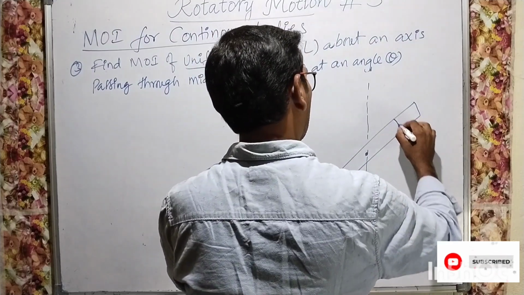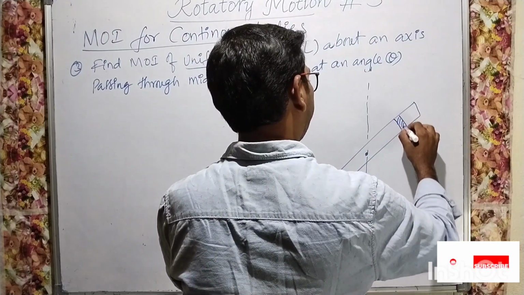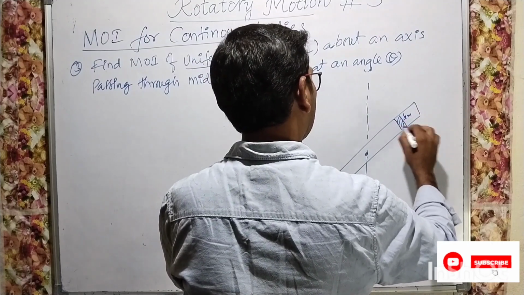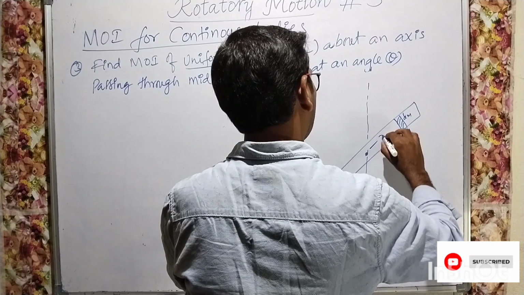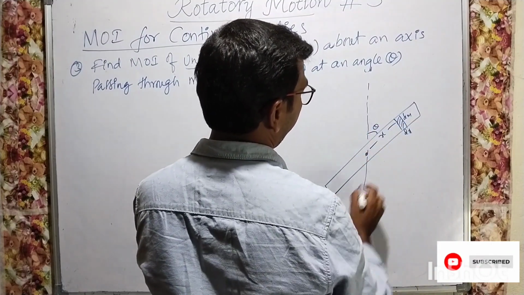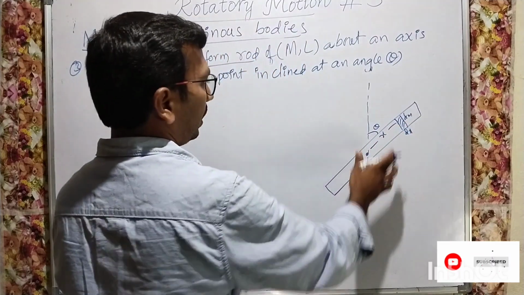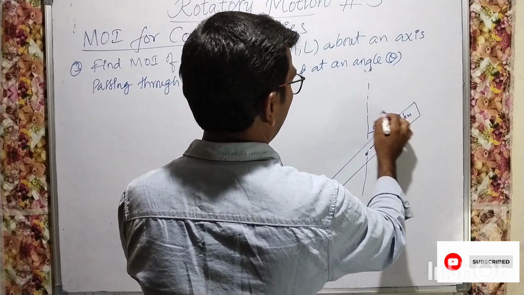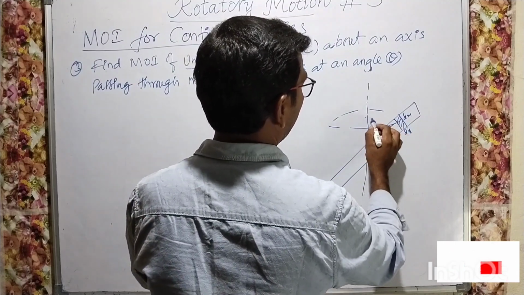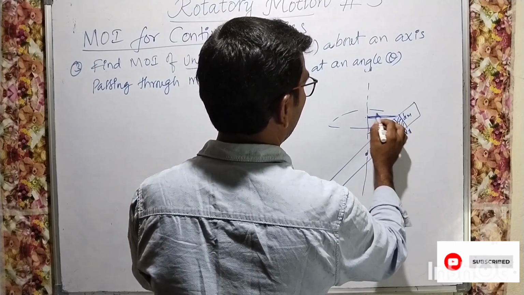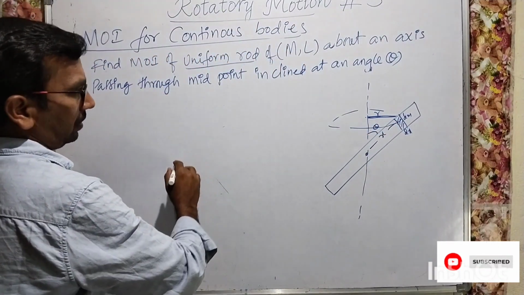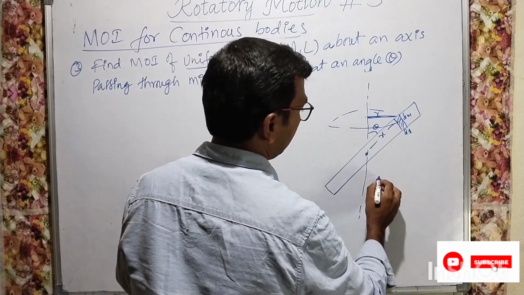So you can consider a small element dm. This thickness is dx. This is the distance from the axis to x. This is inclined, this is theta. So this rod is moving like that. From the perpendicular distance you can find this. I will consider this as the distance r.